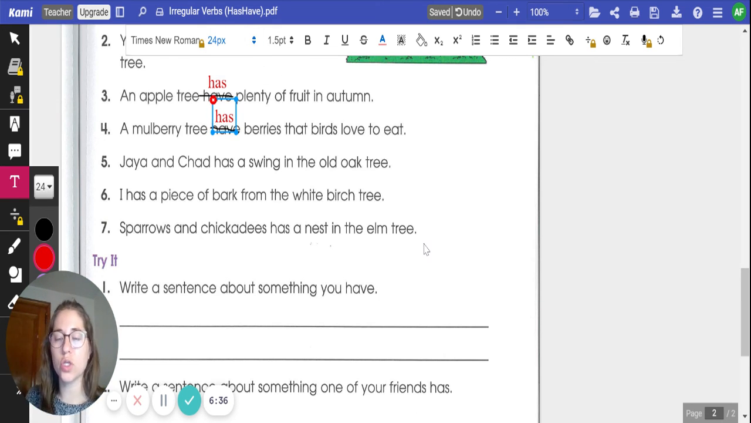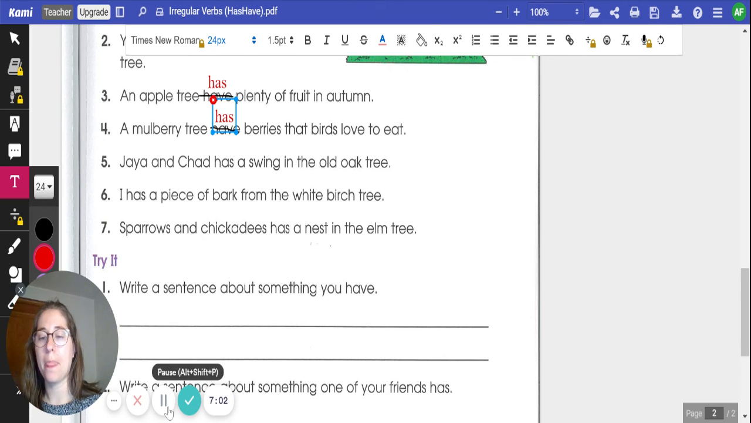Number 5, 6, and 7 you're going to do on your own. I will read them for you. Number 5, Jaya and Chad has a swing in the old oak tree. Number 6, I has a piece of bark from the white birch tree. And number 7, sparrows and chickadees has a nest in the elm tree. Go ahead, pause the video, write down your corrections for number 5, 6, and 7, and click play when you're ready to check them.